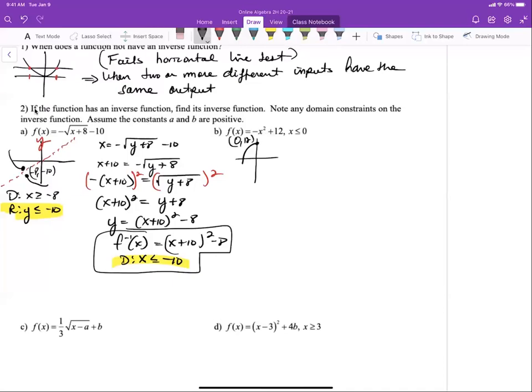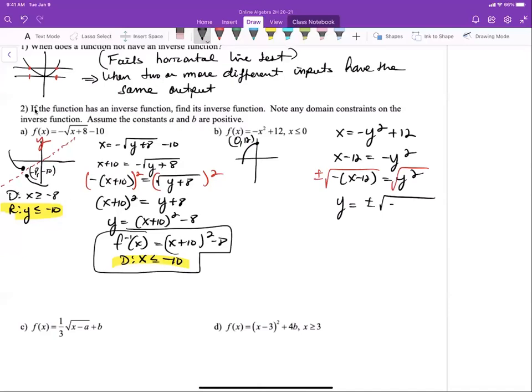And now I need to solve for my inverse function. So we will say x is equal to negative y squared plus 12. We will solve for y. X minus 12 equals negative y squared. We will multiply both sides by -1. And we'll get x minus 12 equals y squared. And now I need to take the square root, which is plus or minus. Don't forget that. And I will find that y is equal to plus or minus the square root of negative x minus 12.